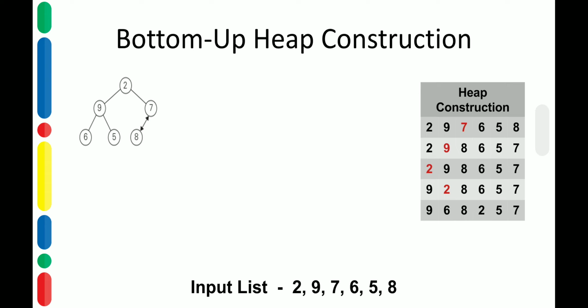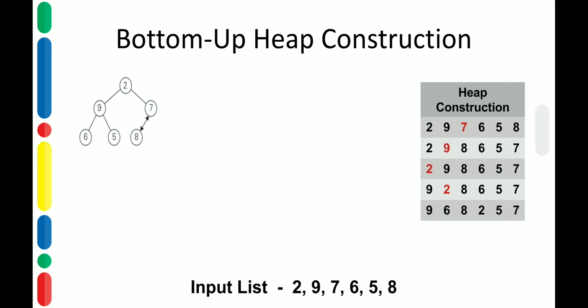After considering 7, the next parent considered is 9, which has been highlighted in red. The parent that is currently under consideration is shown there. When I compare 9 with its children, it is larger than both of its children. So there is no change in the array contents. So in the third step also, the array contents is 2 9 8 6 5 7.